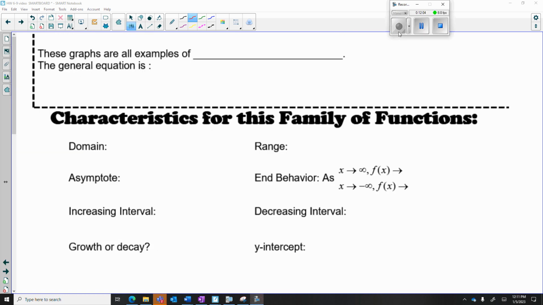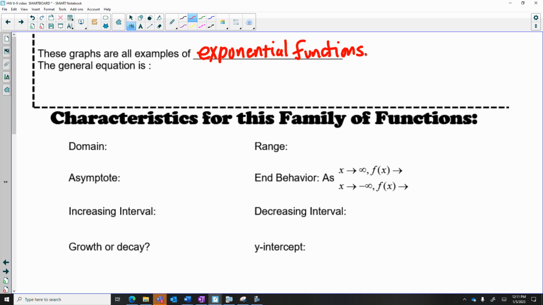So let's sum this all up here. These graphs are all examples of what we call exponential functions because the x is in the exponent. Exponential functions. You should have seen them before, I think, in Algebra 1. And the basic equation for the general exponential is always in the format y equals ab to the x. And we're going to talk more about what that means in class, but that's the basic equation, okay?